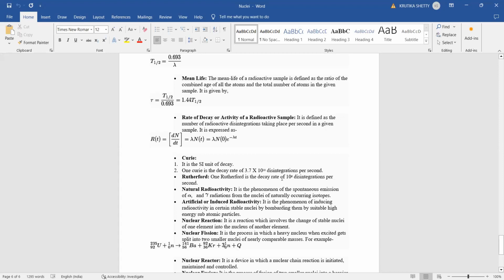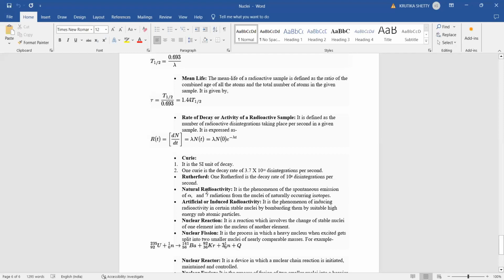What do you mean by Rutherford? 1 Rutherford is the decay rate of 10^6 disintegrations per second. So the Rutherford is also a unit of decay here. So 1 Curie is 3.7 × 10^10 disintegrations per second, and the rate of 10^6 disintegrations per second is called the Rutherford.